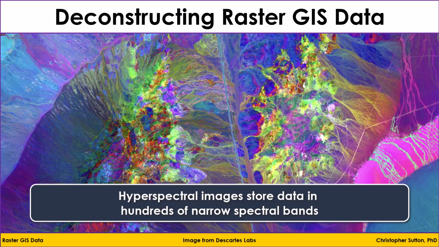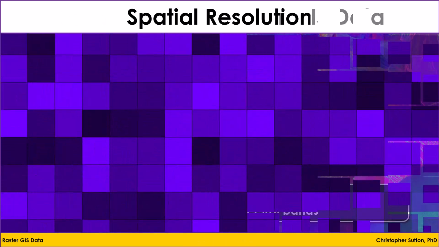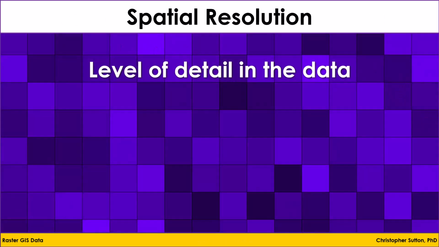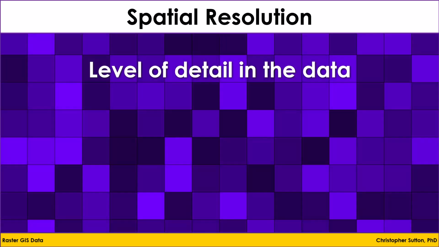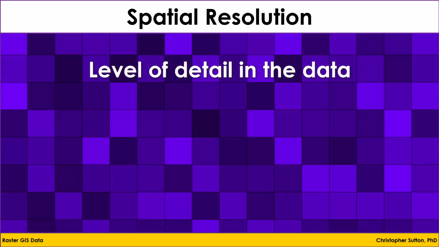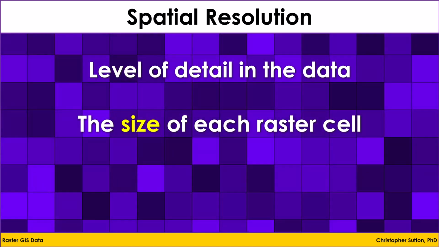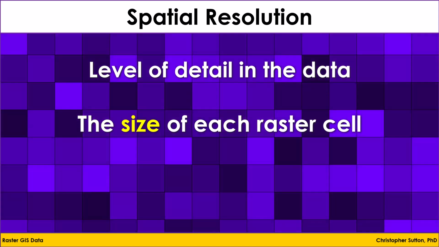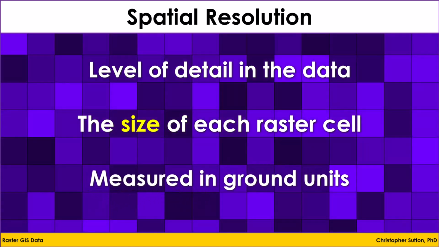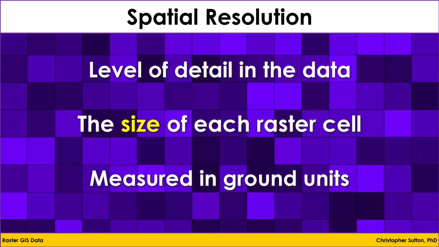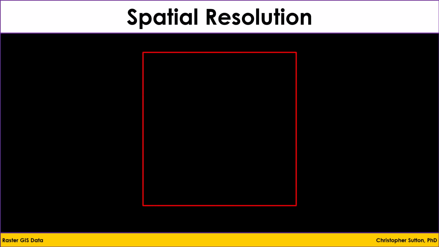When using raster GIS data, it is important to understand spatial resolution. Spatial resolution refers to the level of detail of the data. It determines how finely or coarsely the real world is represented in the raster dataset. Specifically, spatial resolution refers to the size of each cell in the raster layer, measured in ground units, such as meters or feet. For example, if a raster layer has a spatial resolution of 10 meters, each pixel represents a 10 meter by 10 meter area on the ground.